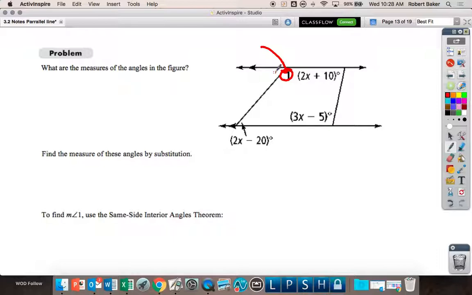You guys do this so well when there's no algebra in there. When you see algebra, you quit. Oh, you have to.